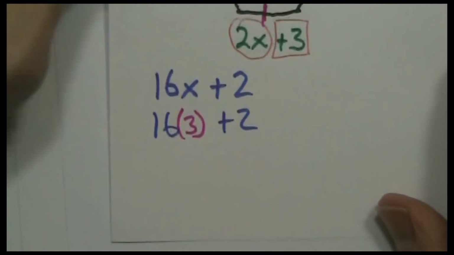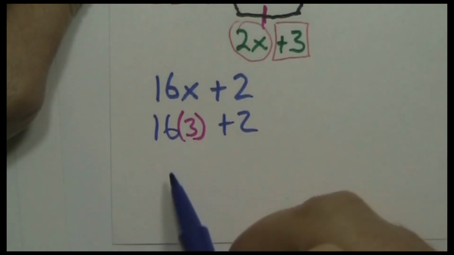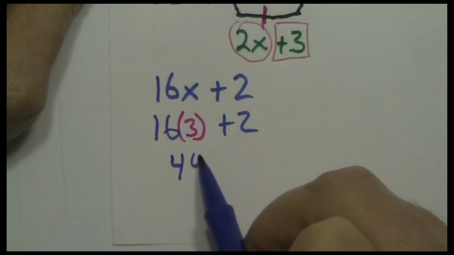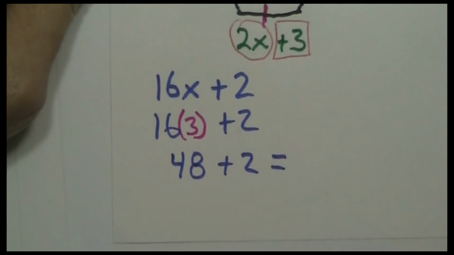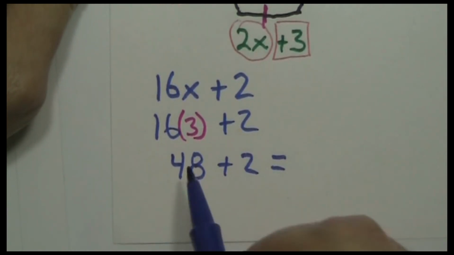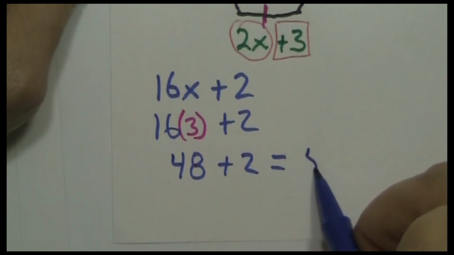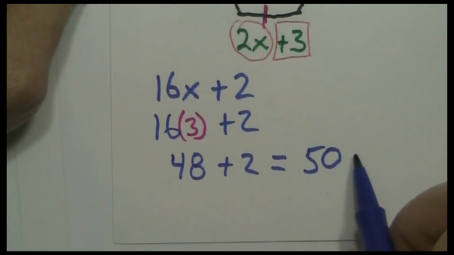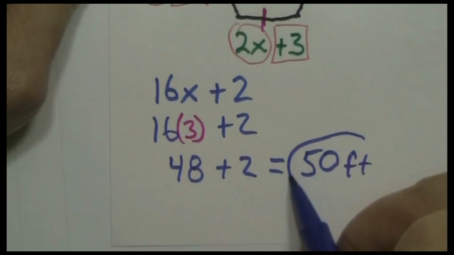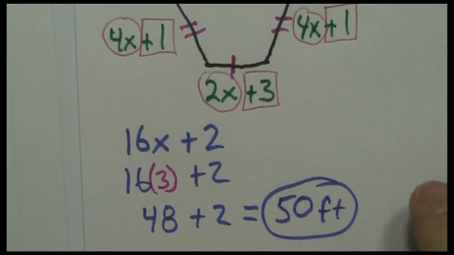Okay, so we just need to calculate this. 16 times 3. This just happens to be one I memorized. And then 48 and 2. And we said this is feet, so this is 50 feet. So going all the way around would be 50 feet.